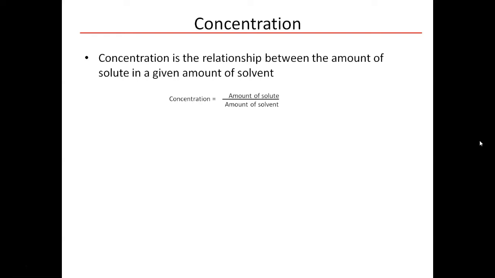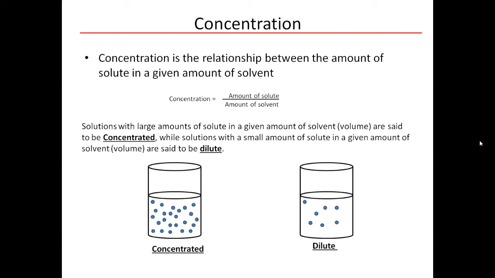Now, when we're talking about concentration or solutions, we can say that a solution is concentrated if it has lots of solute in a given amount of solvent. And we can say that it's dilute if there are only a few solute particles in my solvent. This is a description of the amount of solute, but the mathematical relationship between them is called the concentration.